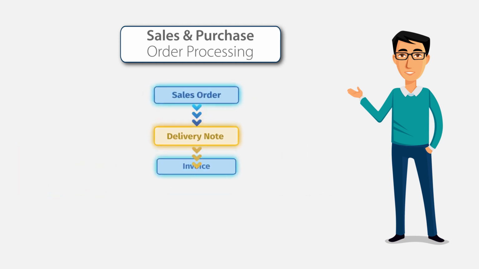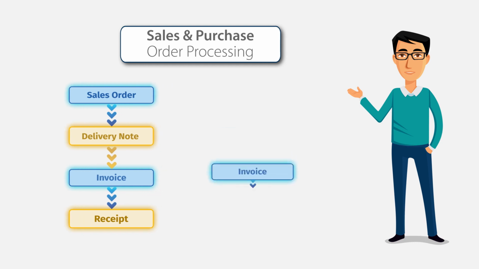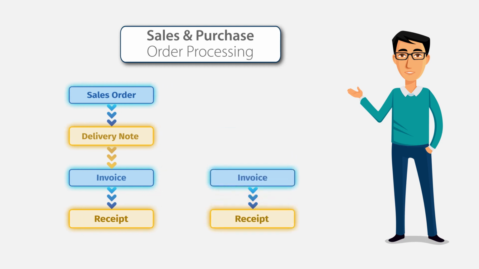For example, you may follow a process of receiving the sales order, delivering the material, raising the invoice, and receiving the amount for the invoice. On the other hand, one may simply deliver the invoice with goods and not have the two prior steps. The list goes on and on.